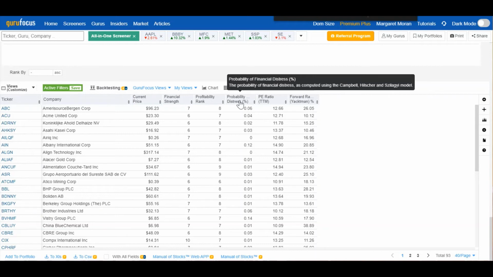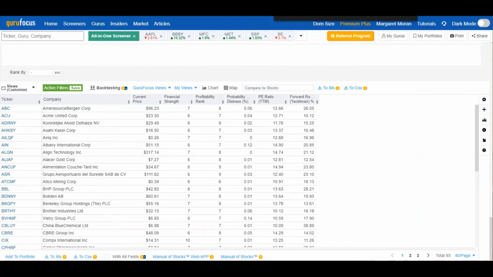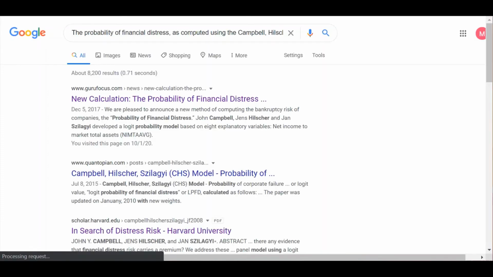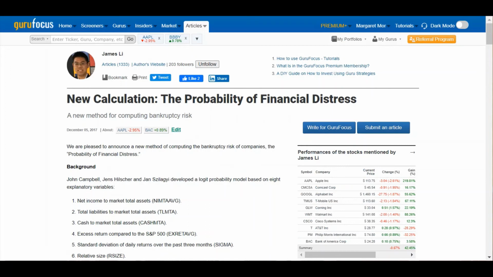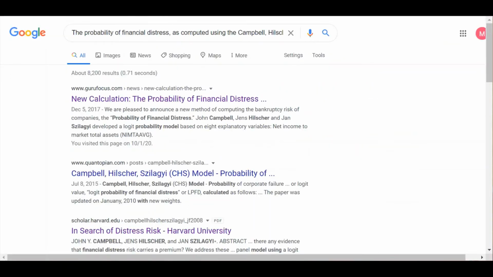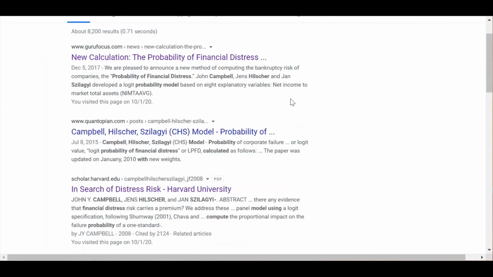Thus, for metrics such as the probability of financial distress, you can copy the definition and paste it into your favorite browser. In the search results, you may see that GuruFocus does have an article on that metric that you can review. For a more in-depth explanation, you can often even read the academic papers in which the metric was presented.